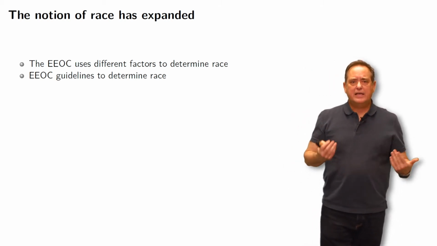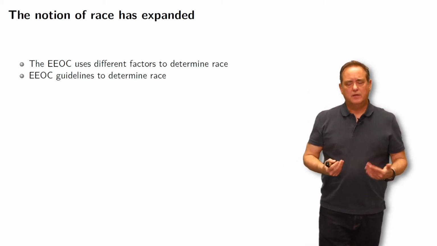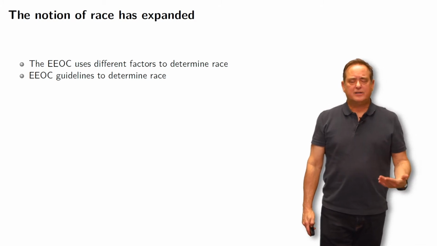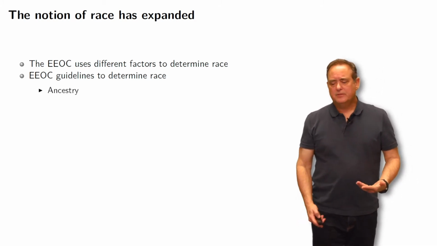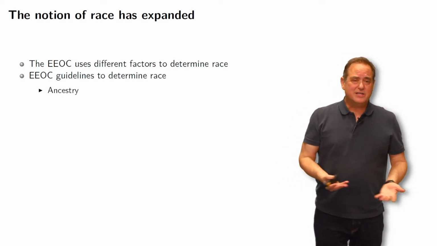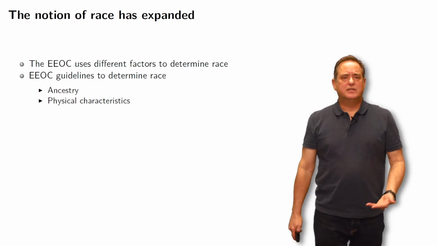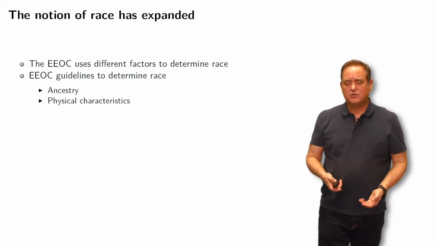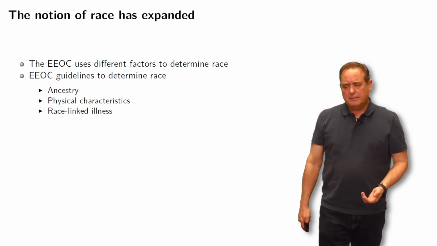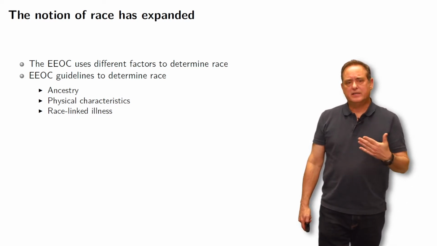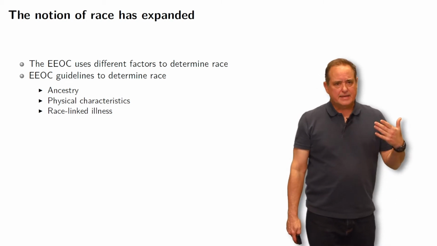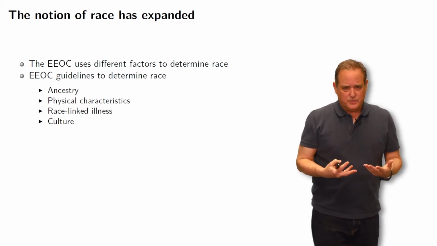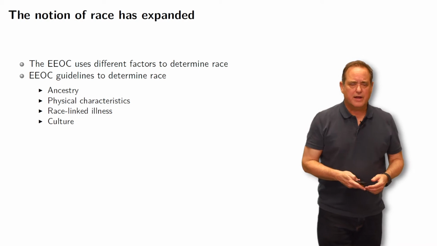Now, the EEOC has provided guidelines to determine what race is or how to ascertain race. And so it uses a number of factors to help guide the decision. So they'll look at things like ancestry. Where were your ancestors from? What race did your ancestors consider themselves? Obviously, physical characteristics are important in racial classification. What do you look like? Race-linked illness, where illnesses that are unique to one race that can establish your link to that race. Also, culture. What is your cultural background, your cultural heritage say?